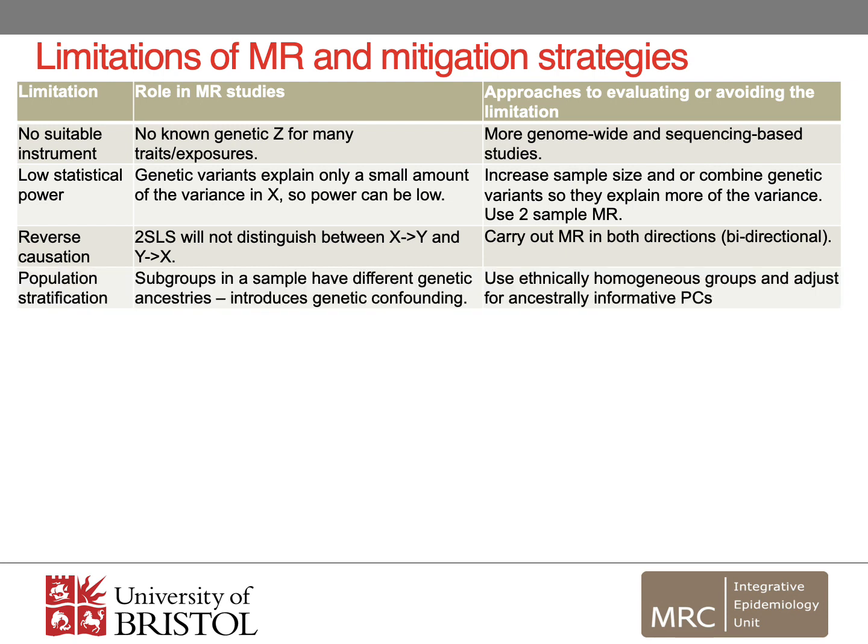Population stratification refers to a situation in which different groups within a sample have different genetic ancestries, and genetic ancestry is correlated with the outcome of interest. This can introduce genetic confounding, thereby violating one of the MR assumptions. The way around this is to use ethnically homogeneous groups and also to adjust for principal components that describe the ancestry of the participants in our sample.